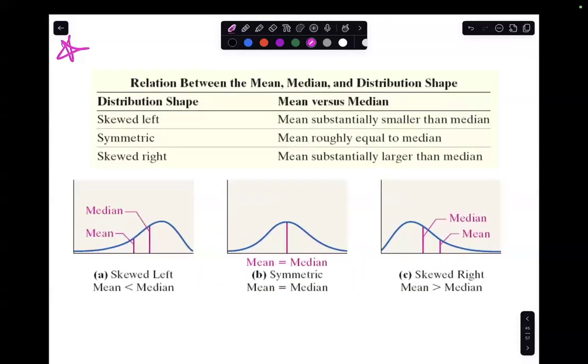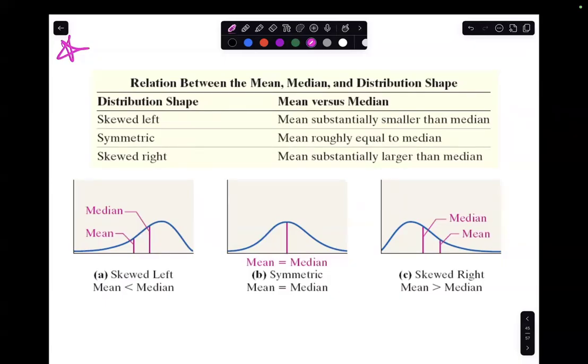So if our data is skewed left, then our mean will be significantly smaller than the median. Now, I'm not talking about 79 versus 79.5. I'm talking about if our mean was 70 or 68, and then our median was 79.5. So it'd be a significant difference, not just 1 or 2 points. So significantly different, it would be skewed left.